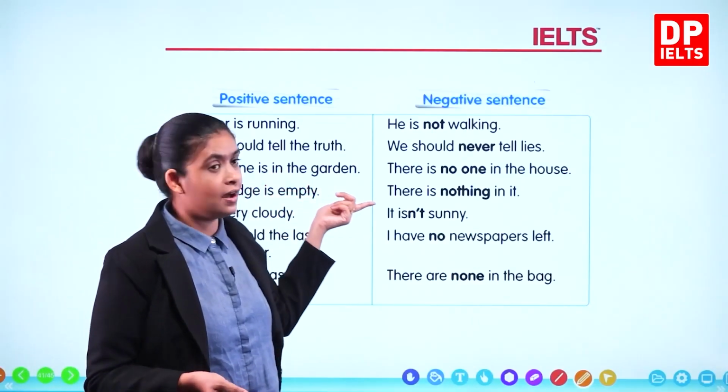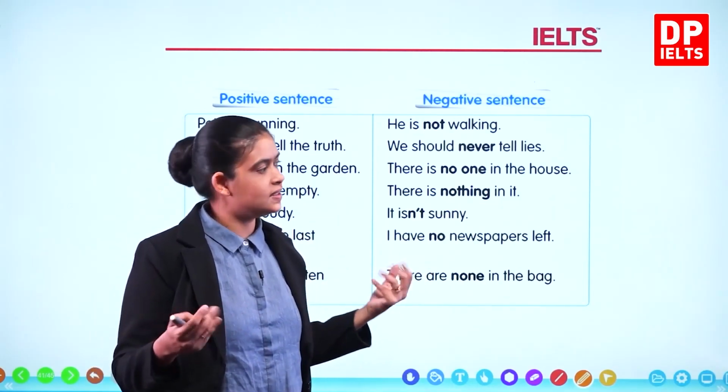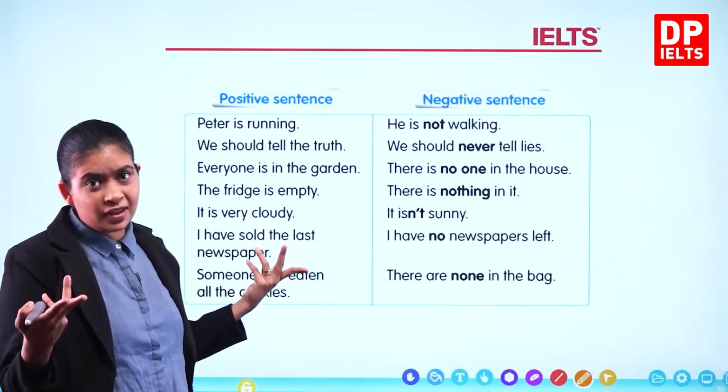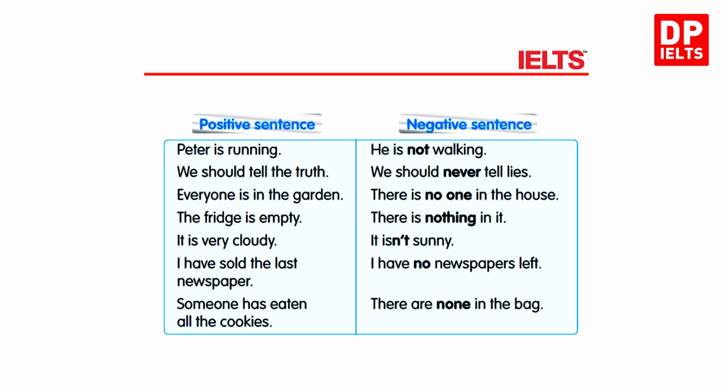Everyone is in the garden, positive. There is no one in the house, negative. The fridge is empty. There is nothing in it. Nothing, no, negative. Everyone is in the garden.